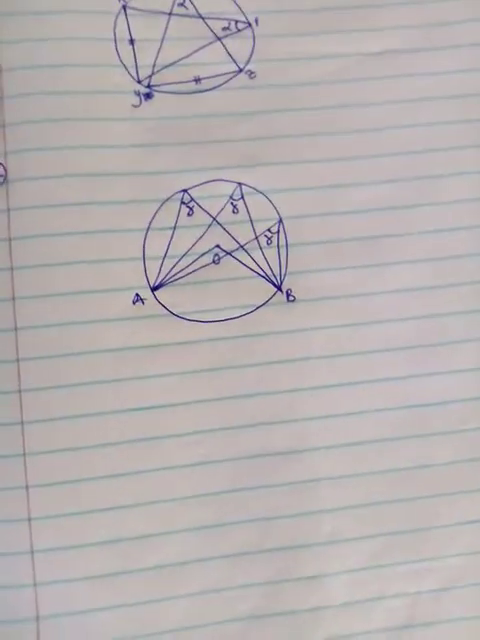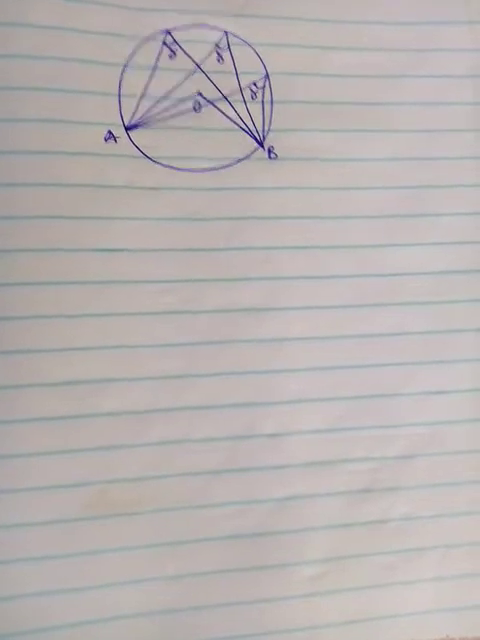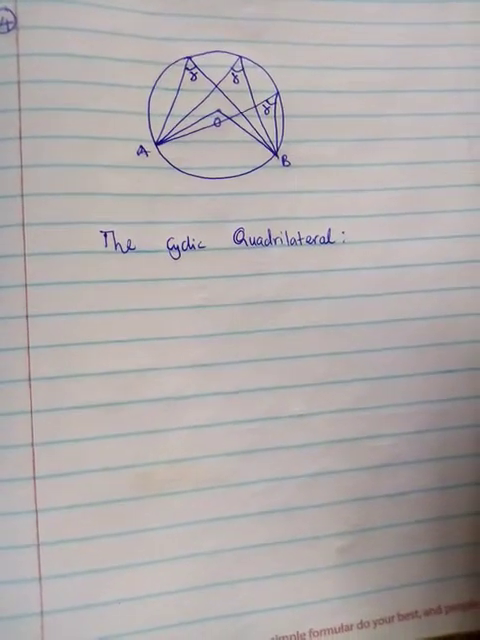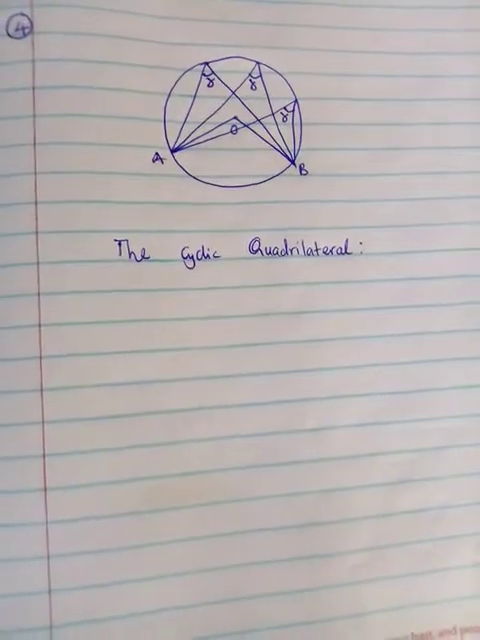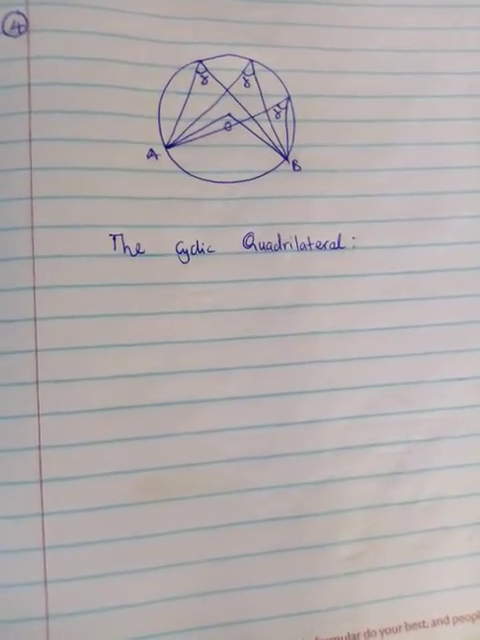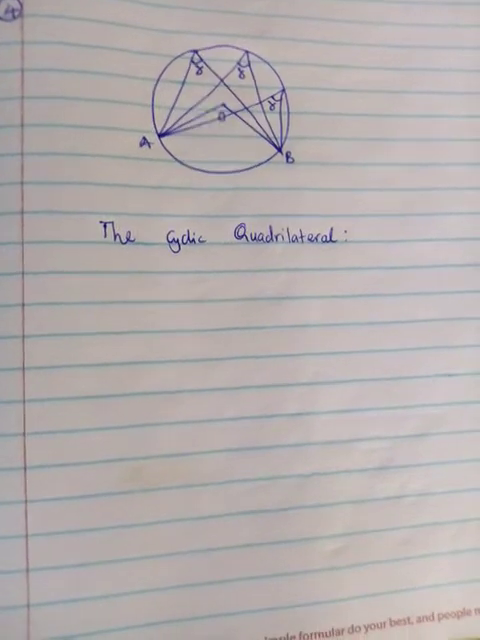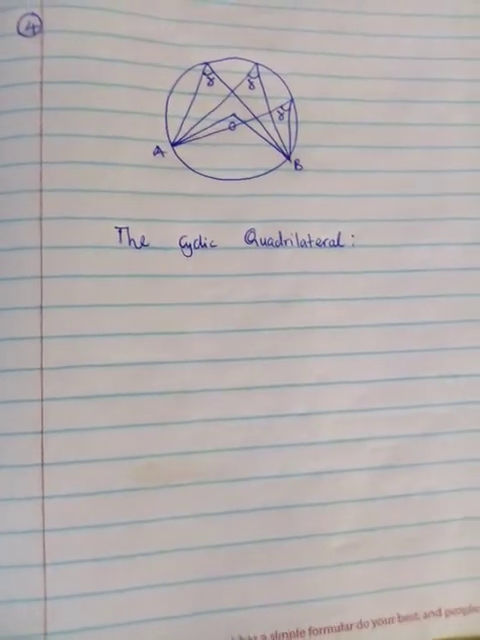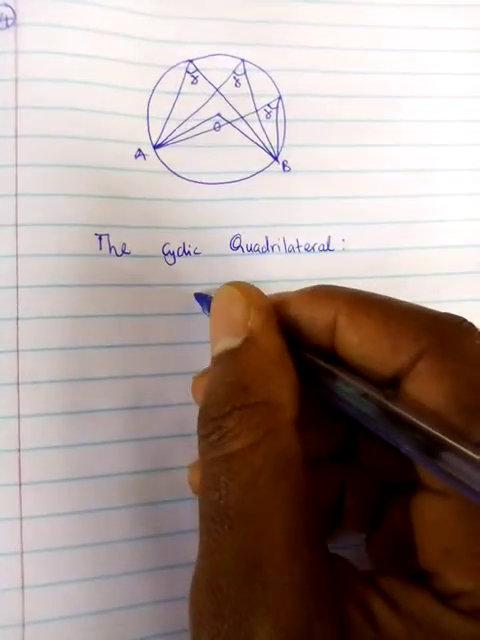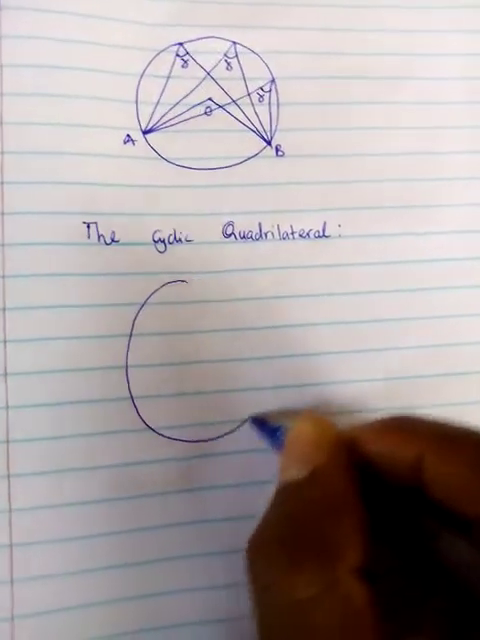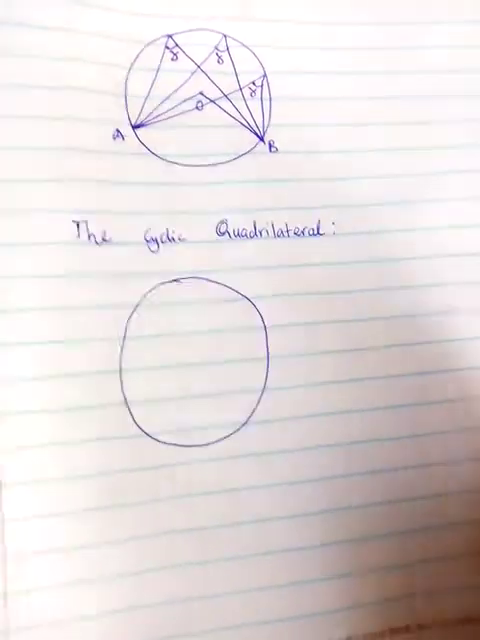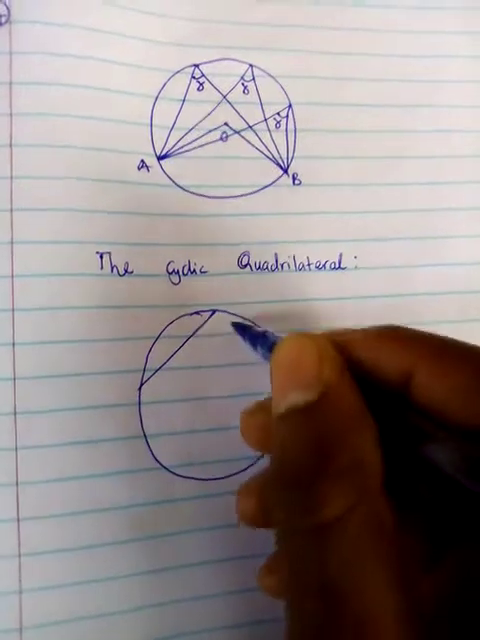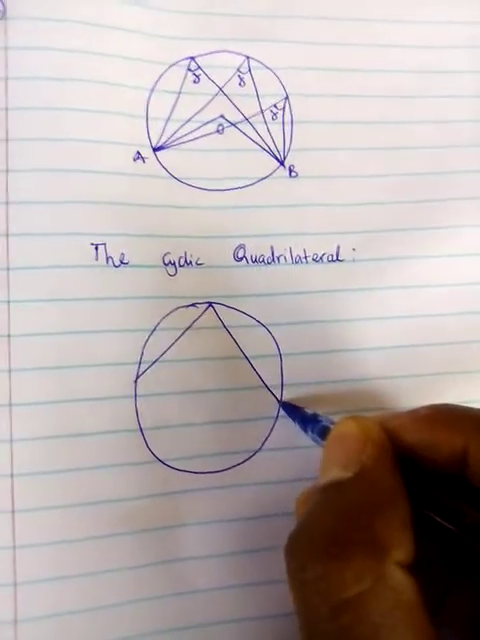So we can look at angles of a cyclic quadrilateral. What is a cyclic quadrilateral? It is a quadrilateral within a circle. We call it a cyclic quadrilateral because all four corners of the quadrilateral touch the circle. In other words, if I have a circle, I have a quadrilateral inside it.